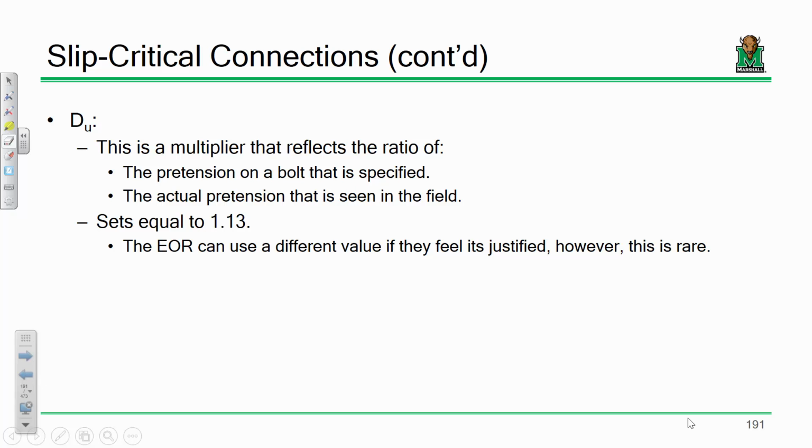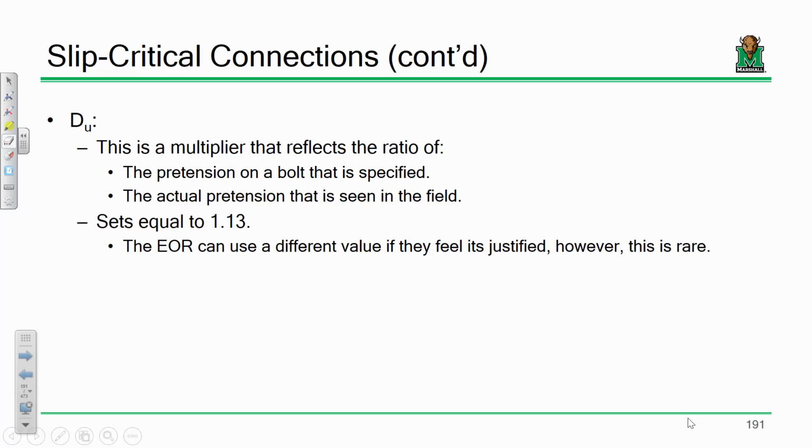Yes? You say 13% on average more. Would it not be more safe just to assume one case of plate? That's a great question. And so that comes to right here. Using one, if you want to use that, that's fine.